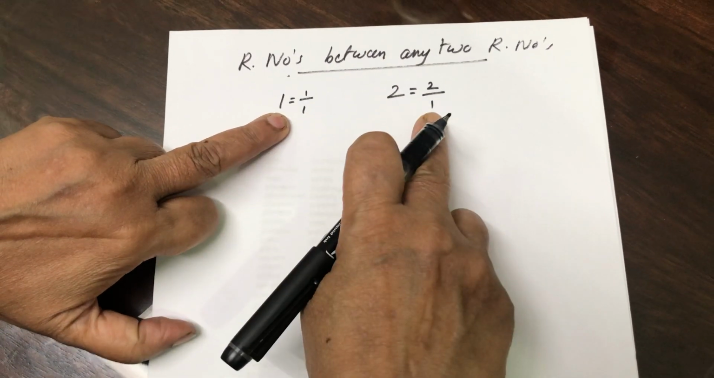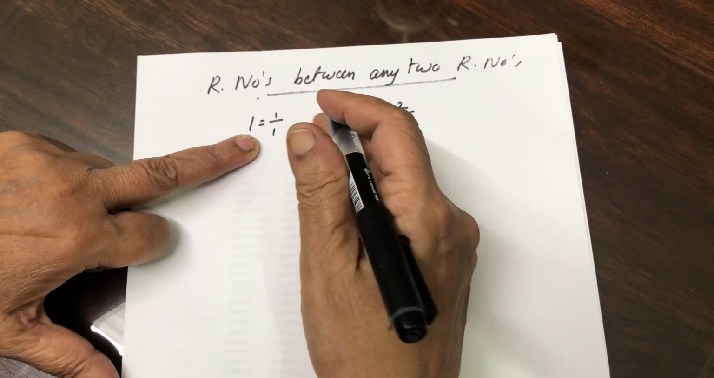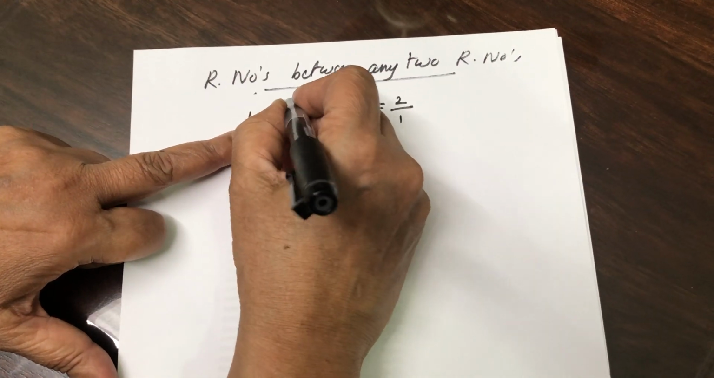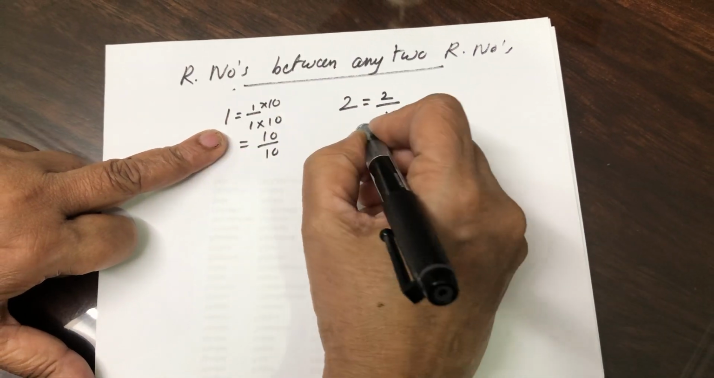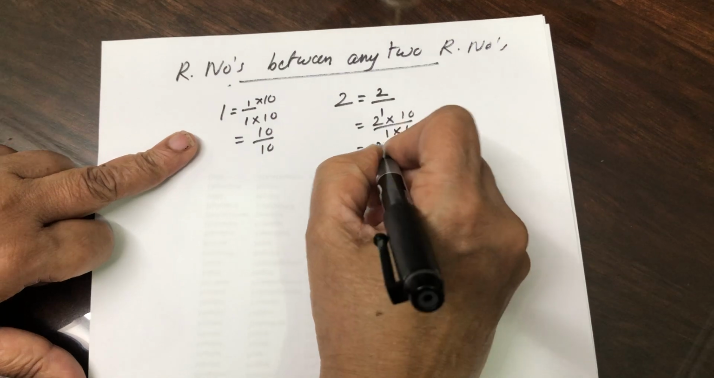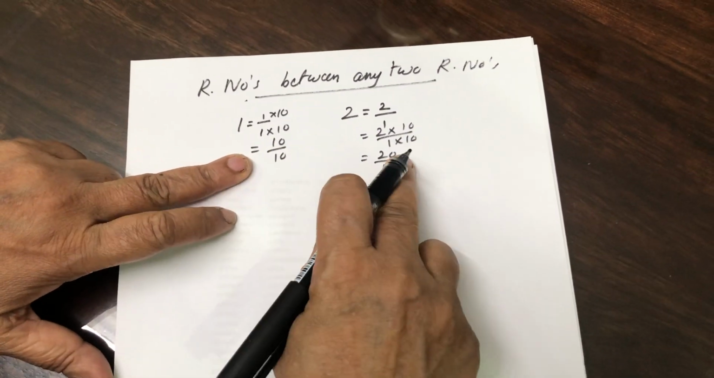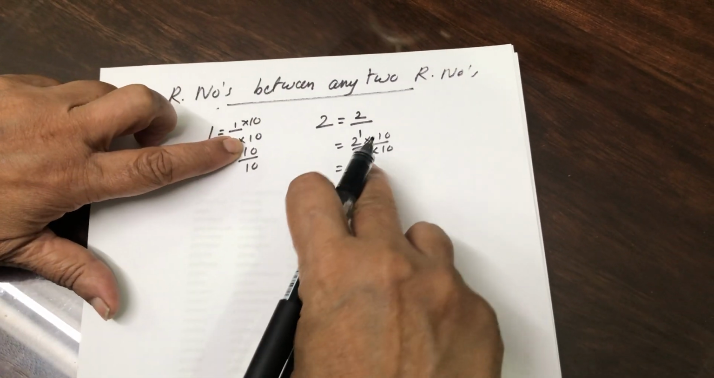Here you see the denominator is the same. Then you can multiply both the numerator and denominator with any number. Suppose I am multiplying with 10. This is 10 by 10. This one is 2 into 10 by 1 into 10, that is 20 by 10. So this is 10 by 10 and this is 20 by 10. Denominator is the same. Numerator is 10 and 20.